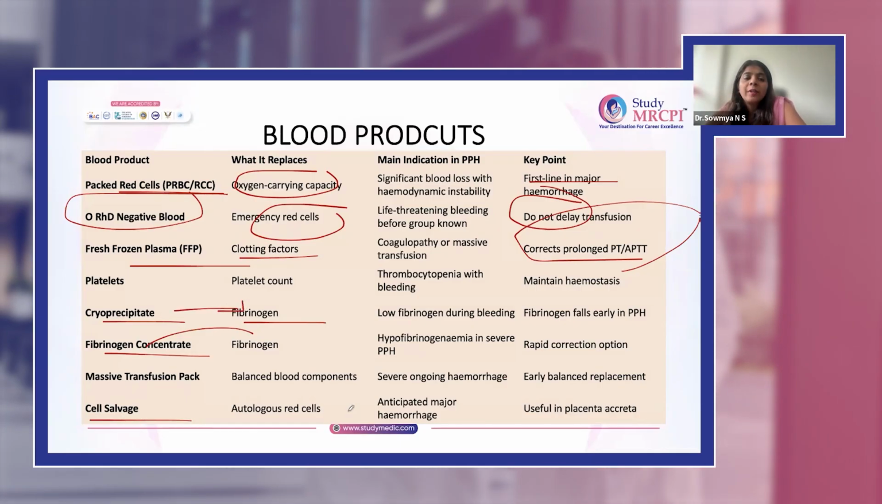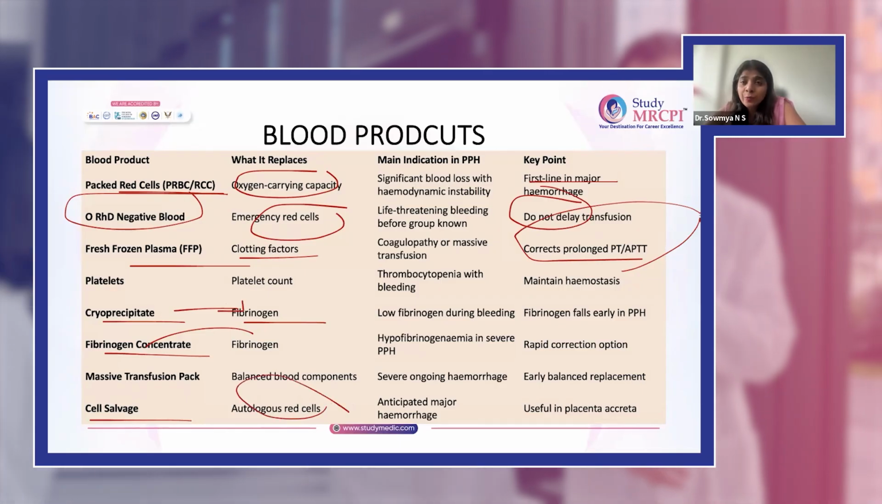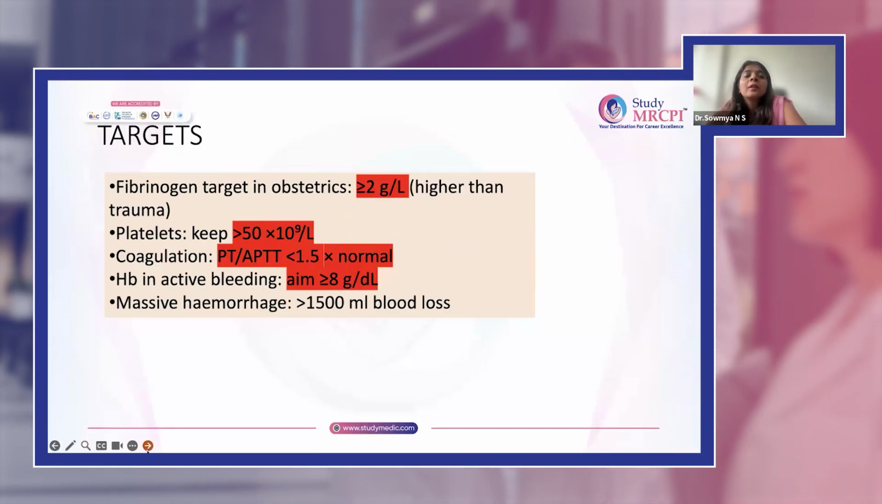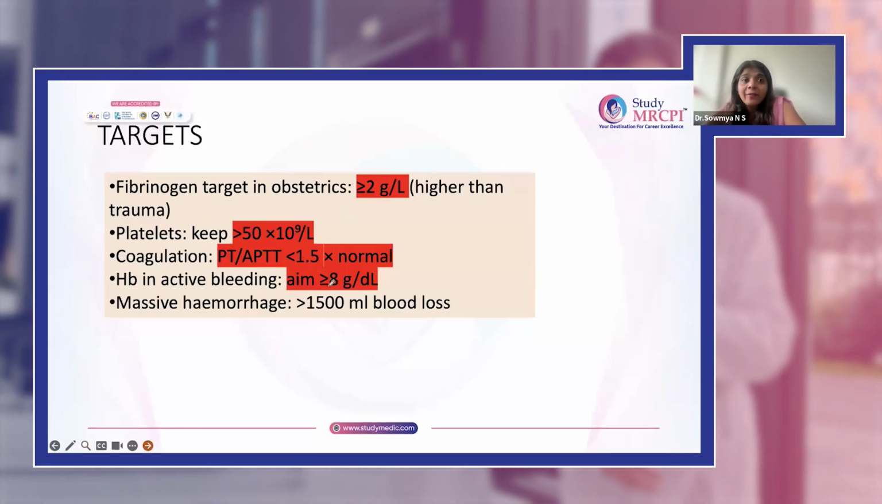And of course, cell salvage gives autologous red cells. It is useful in case of Jehovah's Witnesses or in case of placenta accreta. Now, these are the targets which you need to be having.